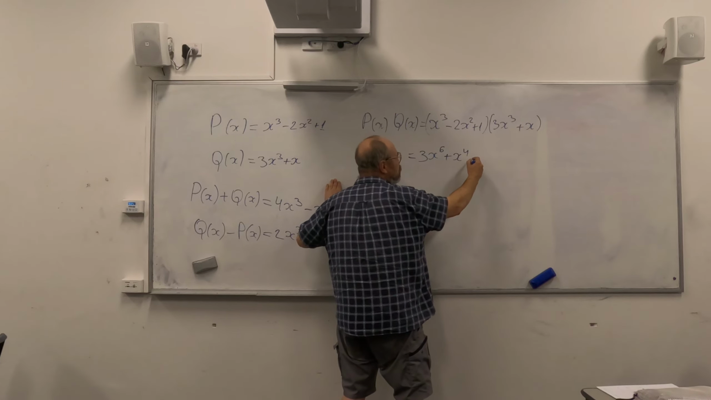then plus x to the power of 4. Now we have minus 2x cubed plus 3x cubed, which will be plus x cubed. There is no x squared, so then plus x. So multiplication of polynomials is just expanding the brackets in the usual way. Don't forget to collect like terms.